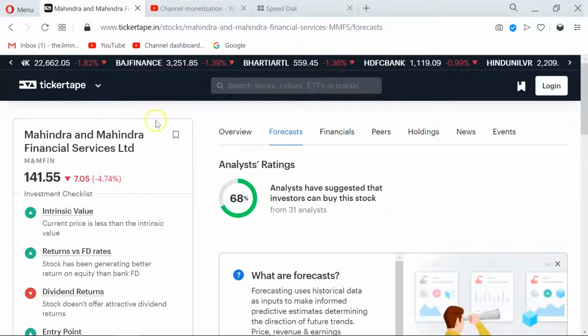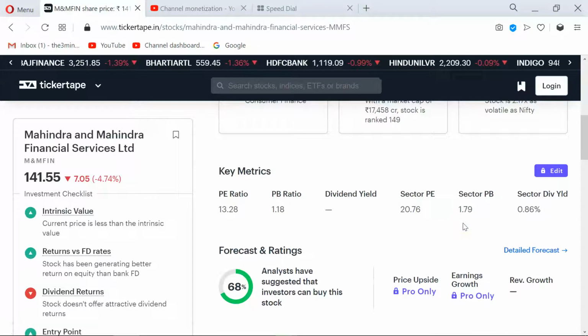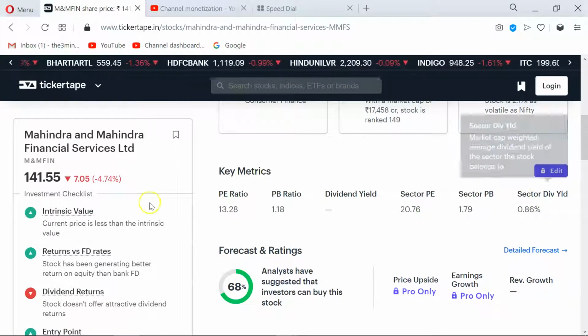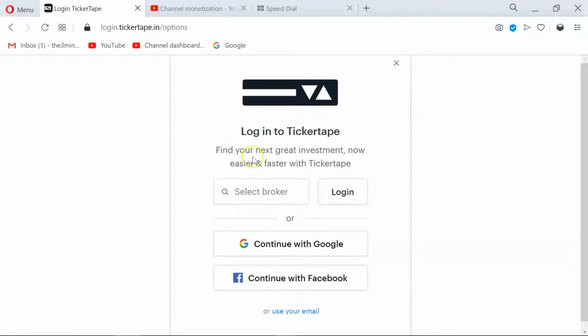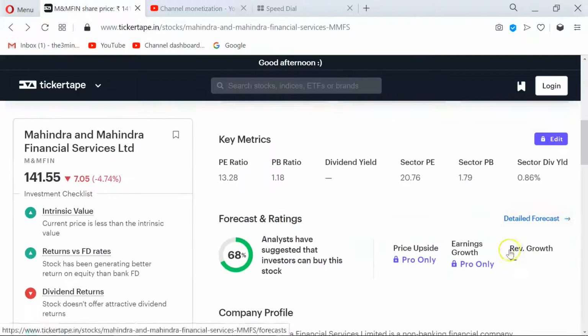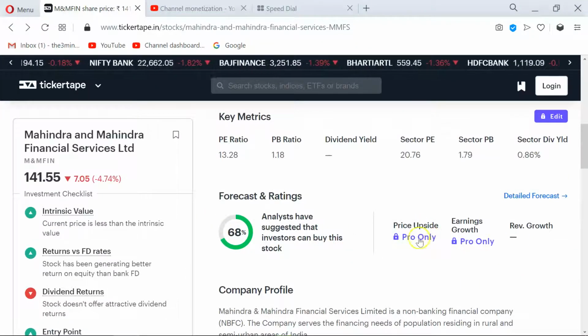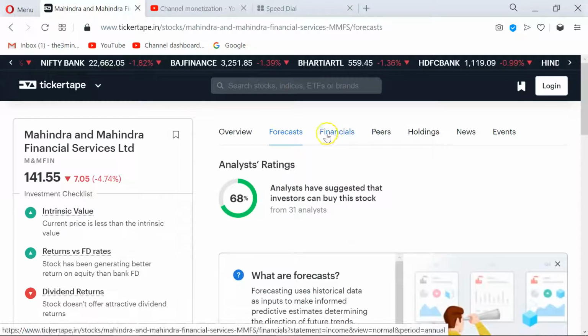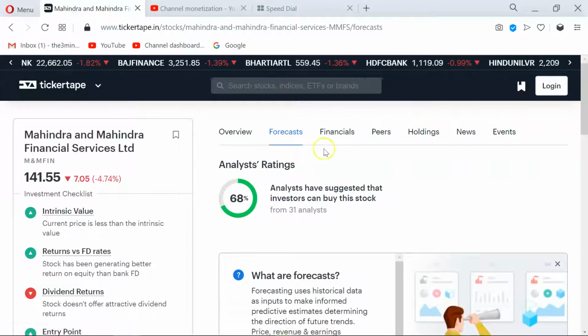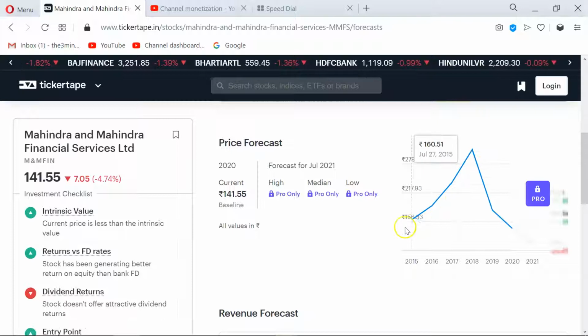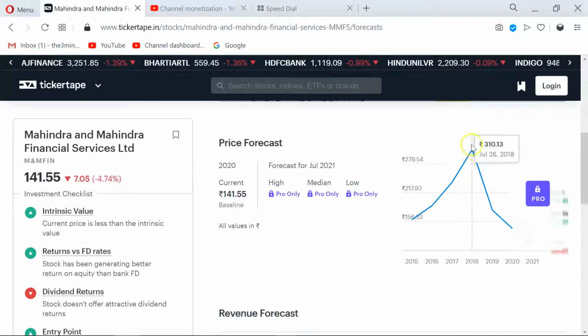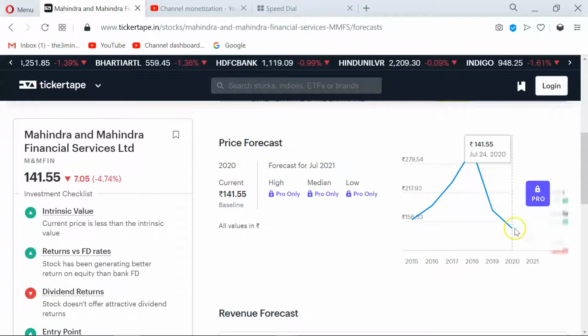For example, now I have searched for the stock M&M Financial Services. Some of the features are available only for pro users. As you can see here, it is showing you cannot edit this because it needs a pro account. Likewise, for price upside and earnings growth, if you go to the detailed forecast, there are multiple tabs here. In the forecast tab, this is the price graph over the last 5 years. Say now from 2020 to 2021, what is the expected price graph based on some statistical analysis?